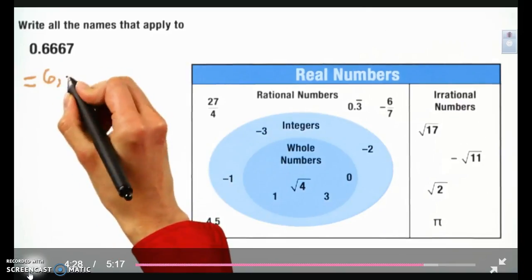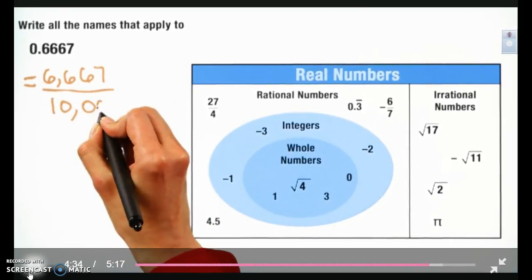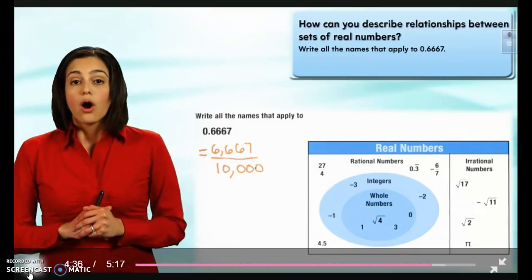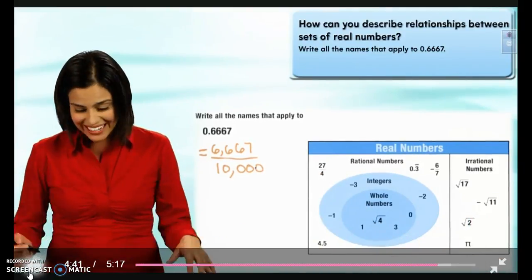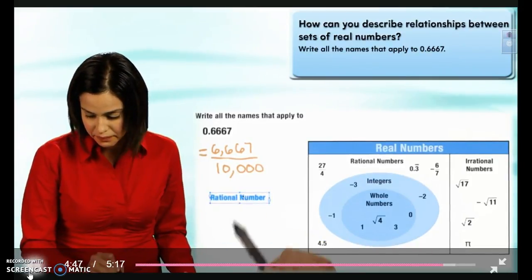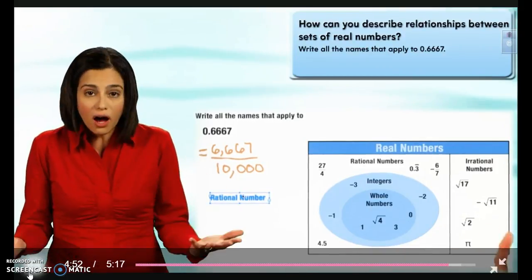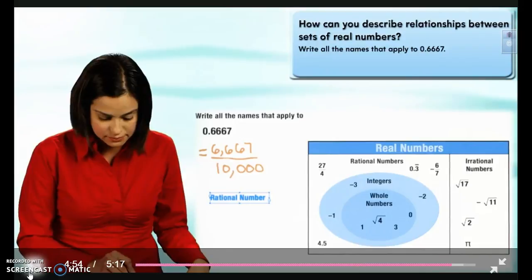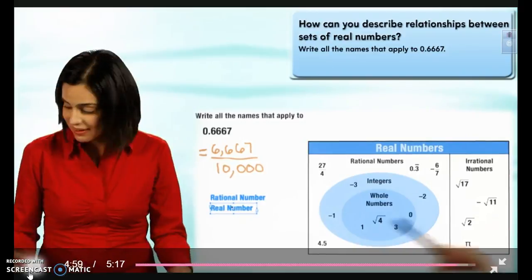So that number is 6,667 all over 10,000. Well, there you have it. We can write the decimal as a fraction, therefore it has to be rational. And since we know it's rational, it cannot be irrational. It's also a real number since it falls into one of our subsets. And there you have it. Have fun classifying numbers. I'll see you next time.